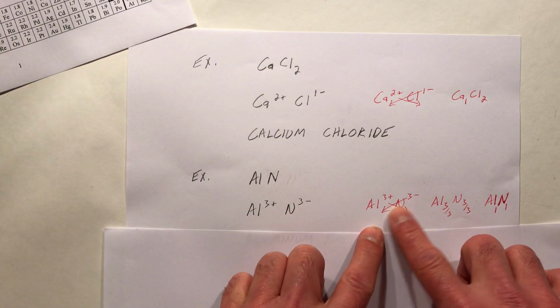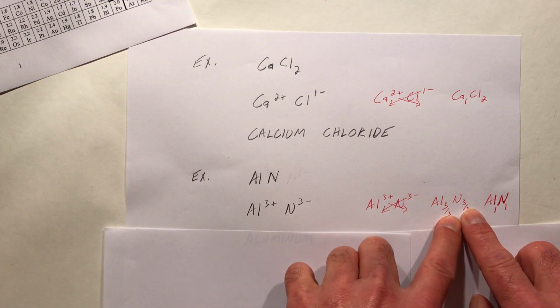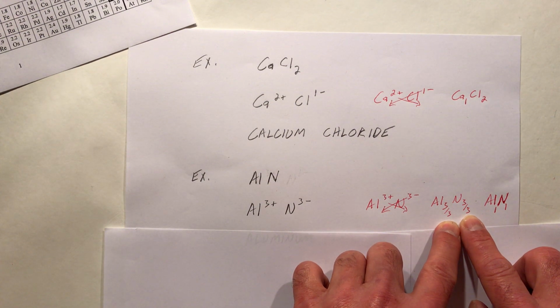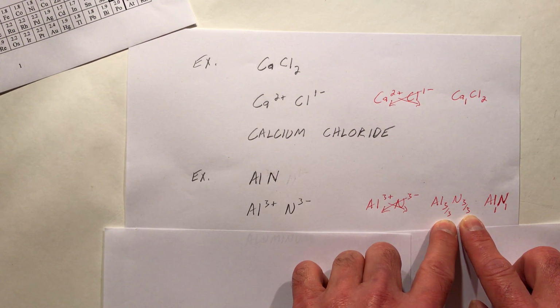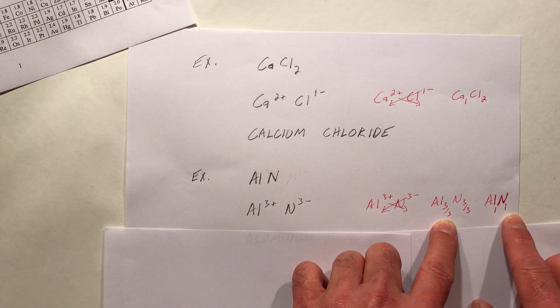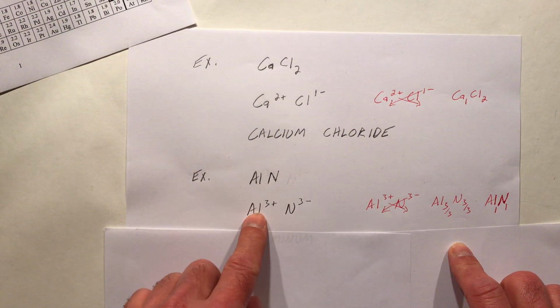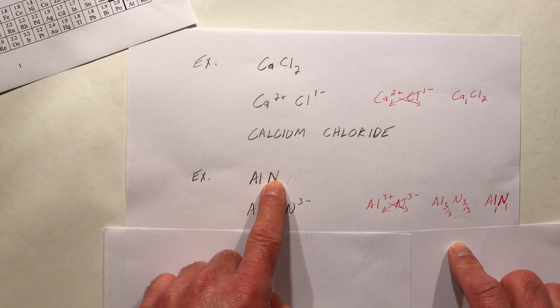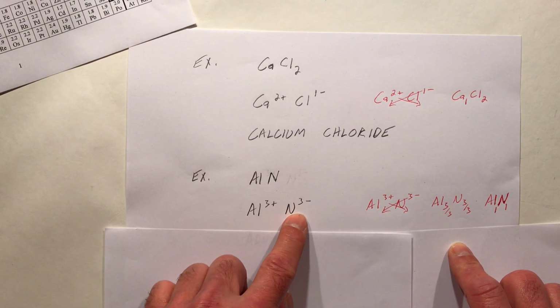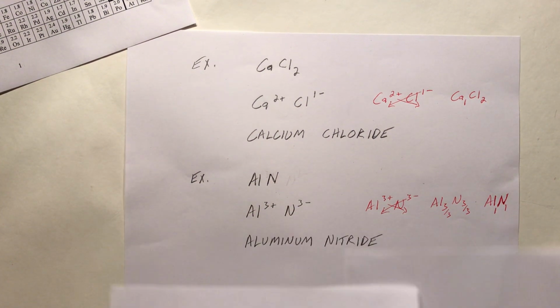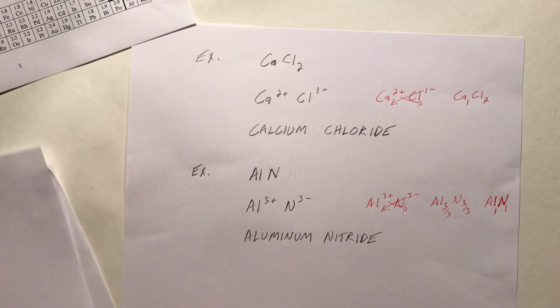If we crisscross those, 3 and 3, initially Al3N3 reduces down because we can divide them both by the same number. 3 divided by 3 is 1, 3 divided by 3 is 1. We get Al1N1. So we just name these ions: aluminum for Al3+, and N is nitrogen, so when it's N3-, we call it nitride. Again, monatomic negative ions have an IDE ending. So this is called aluminum nitride.